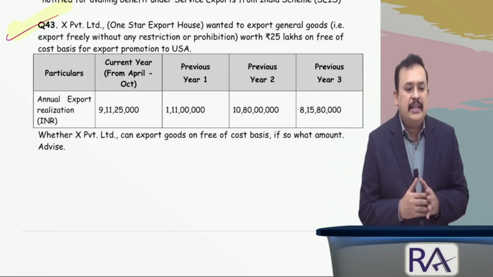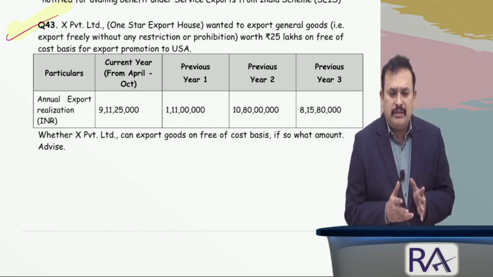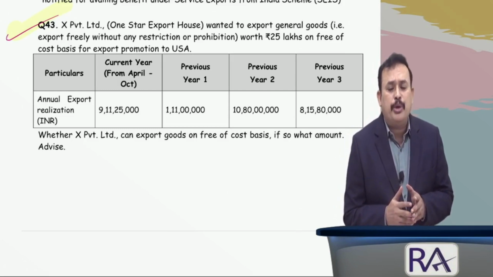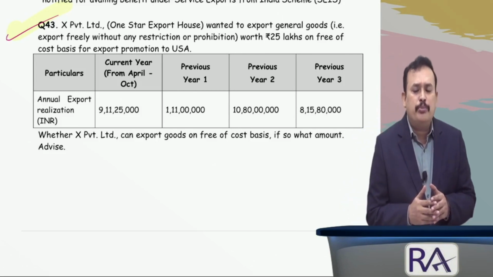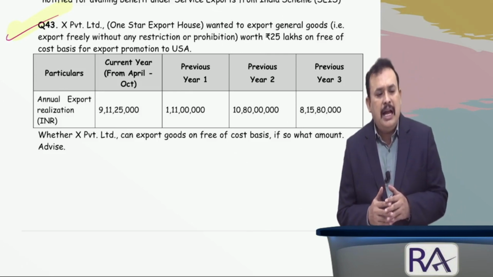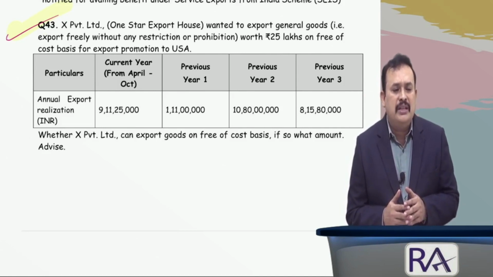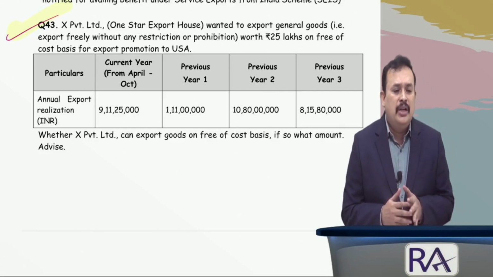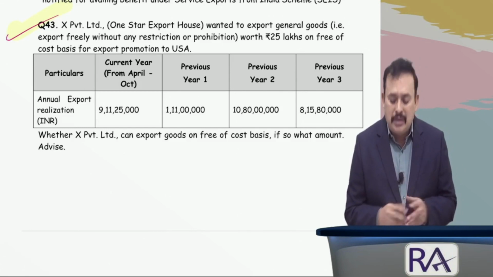Question number 43. X Private Limited, a One Star Export House, wanted to export general goods, that is, goods that export freely without any restrictions or prohibition, worth 25 lakhs on free of cost basis for export promotion to USA. Annual export realization is 9 crore 11 lakh 25,000 in the current year, and in the previous 3 years 1 crore 11 lakhs, 10 crore 80 lakhs, and 8 crore 15 lakhs 80,000 respectively. Whether X Private Limited can export goods on free of cost basis? If so, what amount?